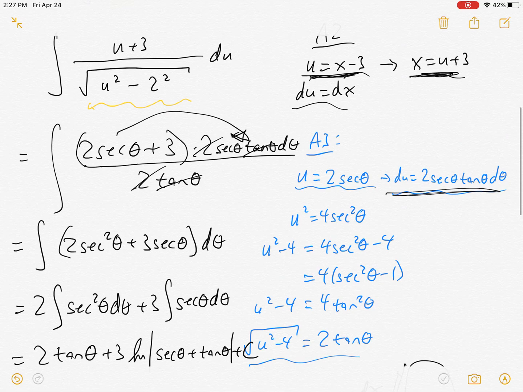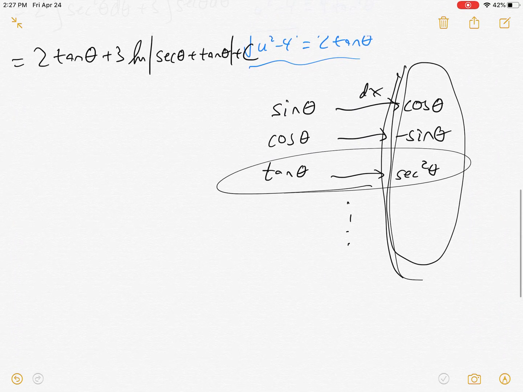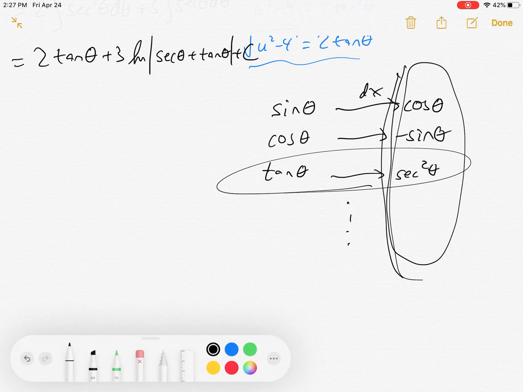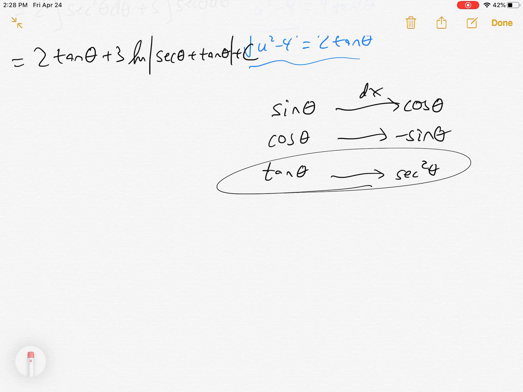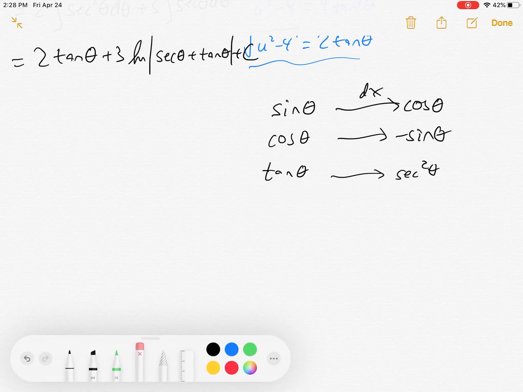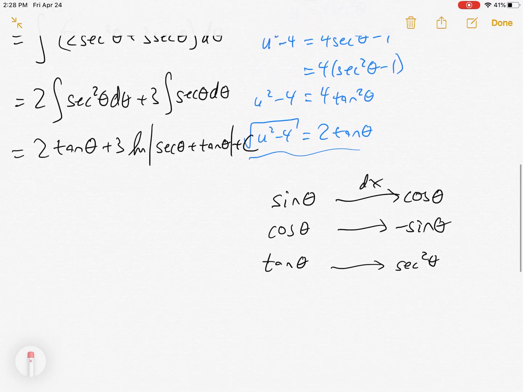Now you can box that, right? No, because it's in theta. I don't want an integral in theta. I substituted to theta to help me do the integral, but I need to go back. So what's our relationship with theta in another variable? Here's a relationship with theta to u. U is 2 secant theta.